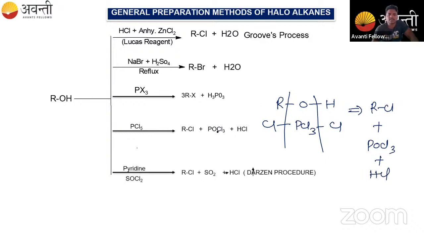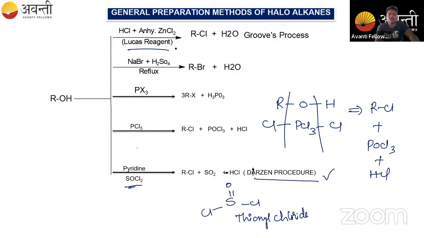Next one, pyridine in the presence of SOCl2. What is SOCl2 called? Thionyl chloride. We also call this the Darzens process. Lucas reagent is Groove's process. Very, very important. And Lucas reagent is also used to check the turbidity.